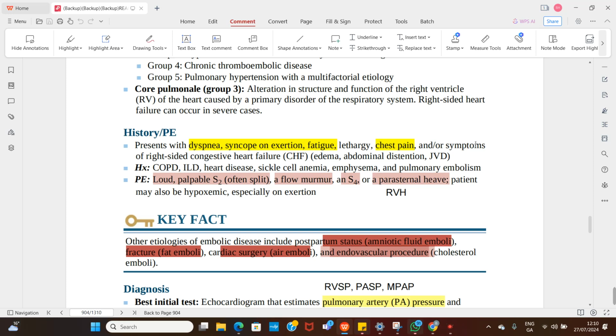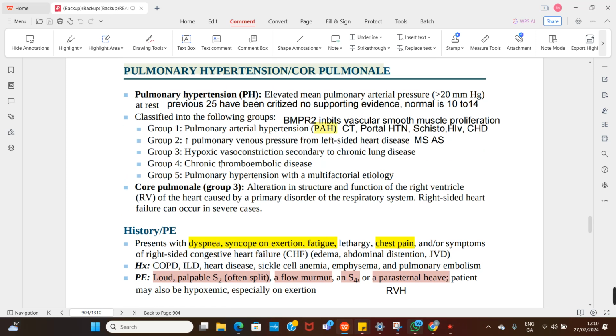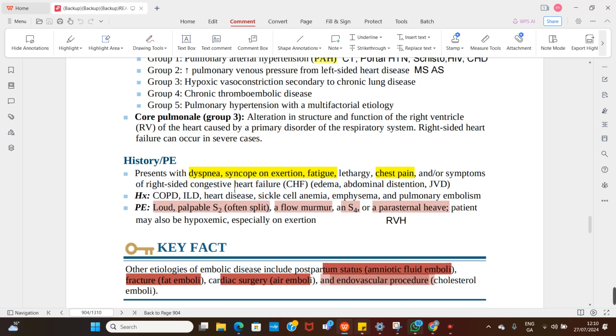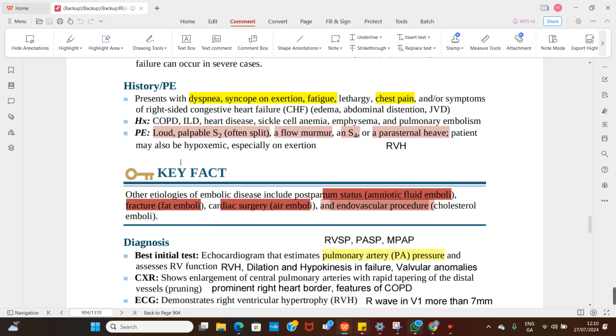So how is the history going to look like? The history is going to look like any of the groups, depending on the cause. The person might have liver disease, portal hypertension, causing group 1. The person might have heart failure or mitral stenosis. The person might have emphysema or COPD for group 3. The person might have malignancy, that's group 4, or for group 5, maybe sickle cell, sarcoidosis, diabetes, depending on the cause. So the history can present anyhow, depending on the cause of the pulmonary hypertension.